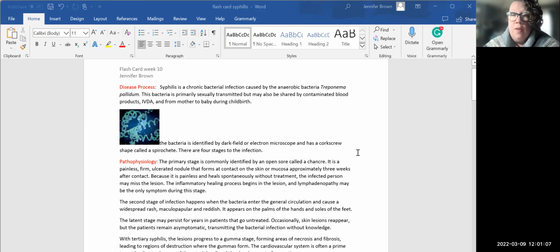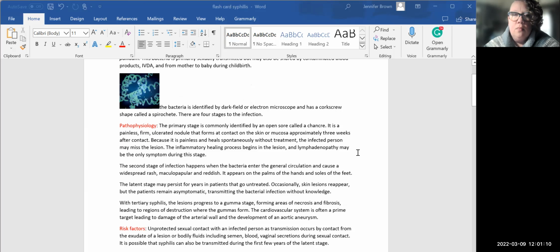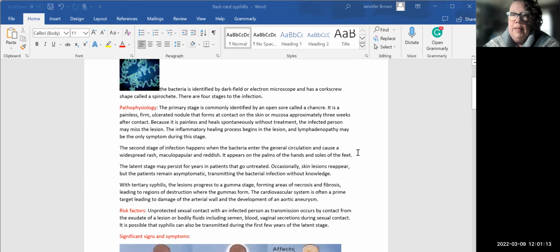And there are 4 stages to the infection. So the primary stage is commonly identified by an open sore called a chancre, and it is a painless, firm, ulcerated nodule that forms at contact on the skin or mucosa about 3 weeks after the primary contact. Often it is seen on the external genitals. It can take place internally in the vagina.